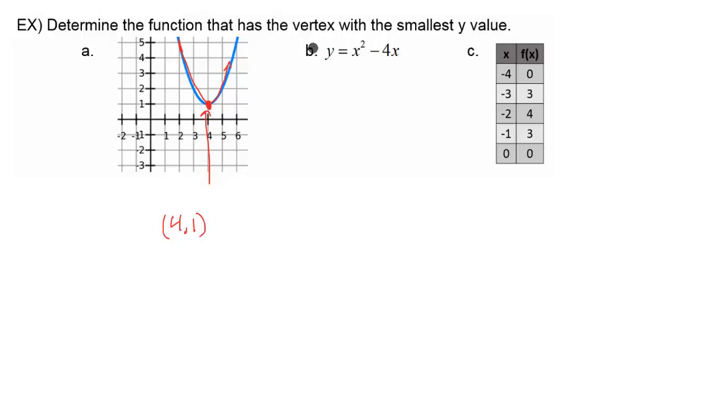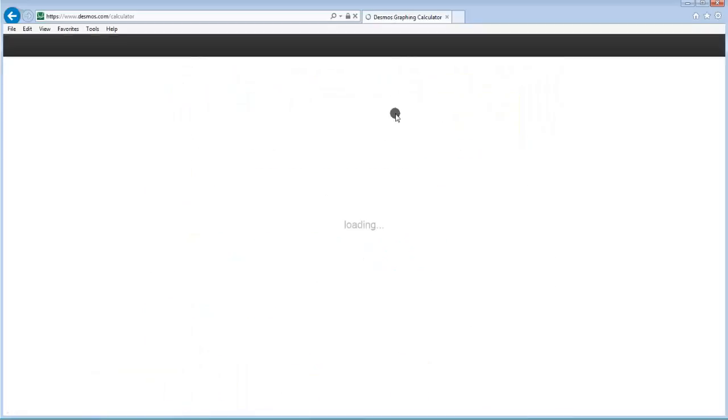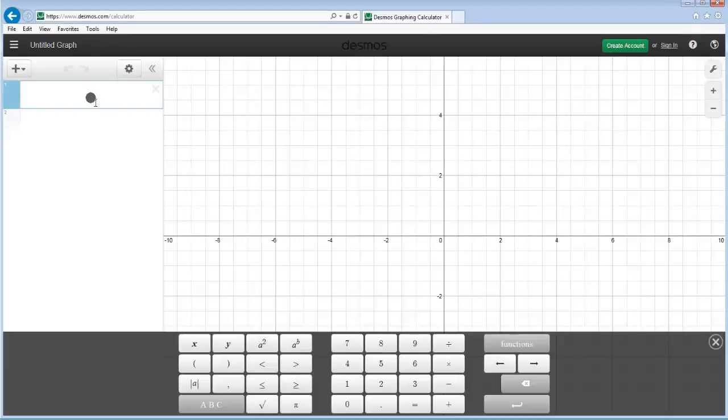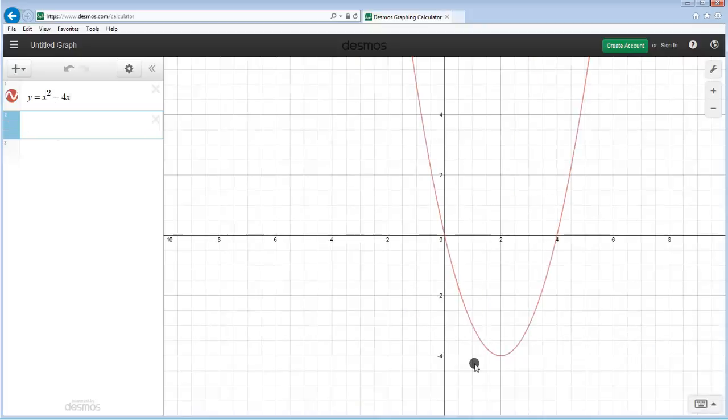Move on to B. In B, we can't see a vertex just by looking at it because it's in equation form. Well, I'm going to use Desmos.com to graph this equation. So I'm going to click Start Graphing. My coordinate system pops up, and I'm going to plug in my equation. Y equals x squared, and then we arrow down, minus 4x. We have our graph that pops up over here.